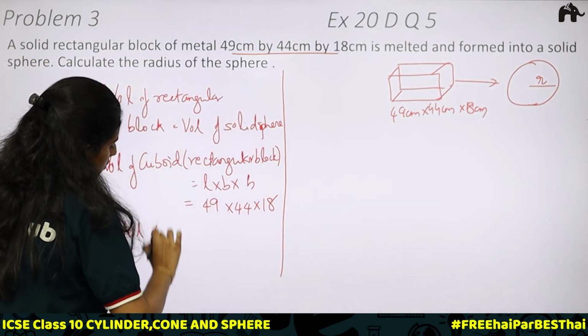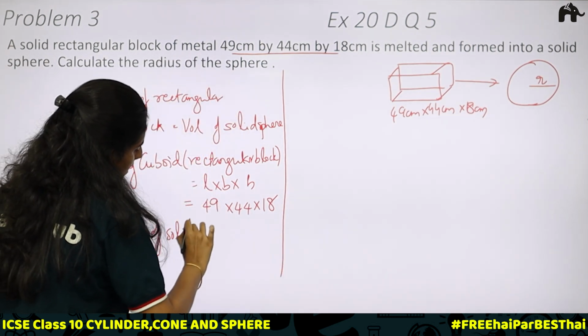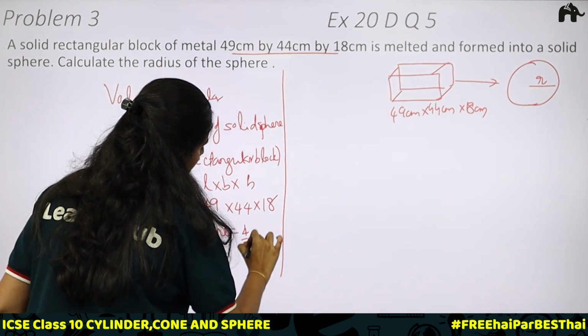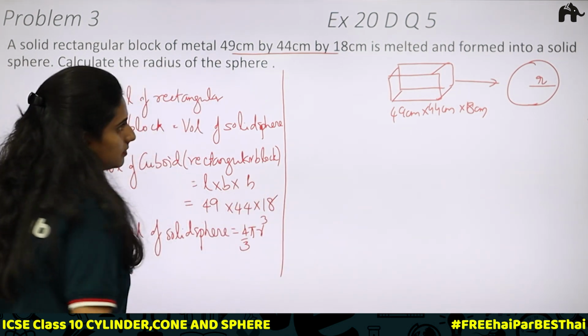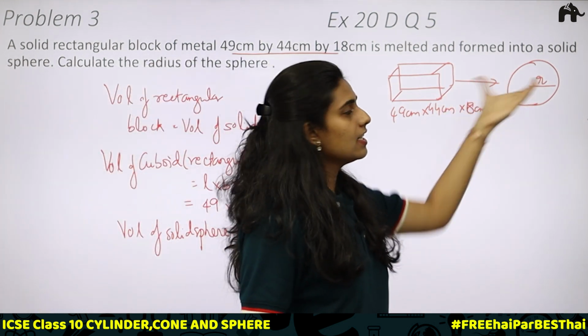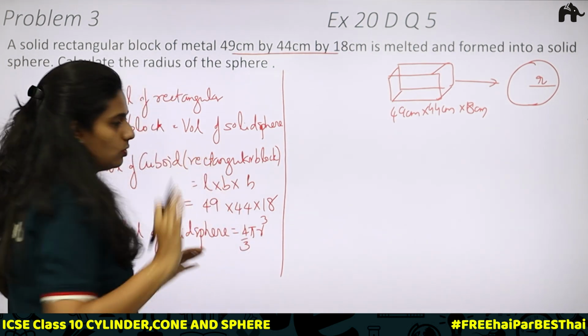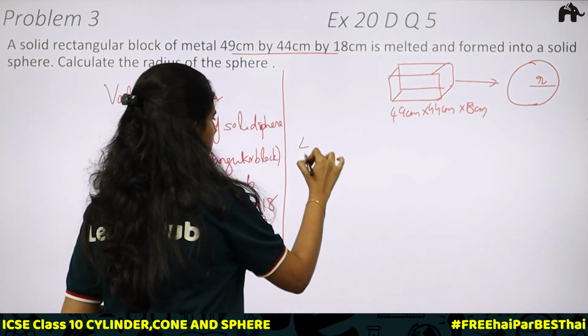We have volume of solid sphere is equal to 4 by 3 pi r cube. We are taking r as a radius. Let's find the value of r. Since both these are equal, we can equate them.